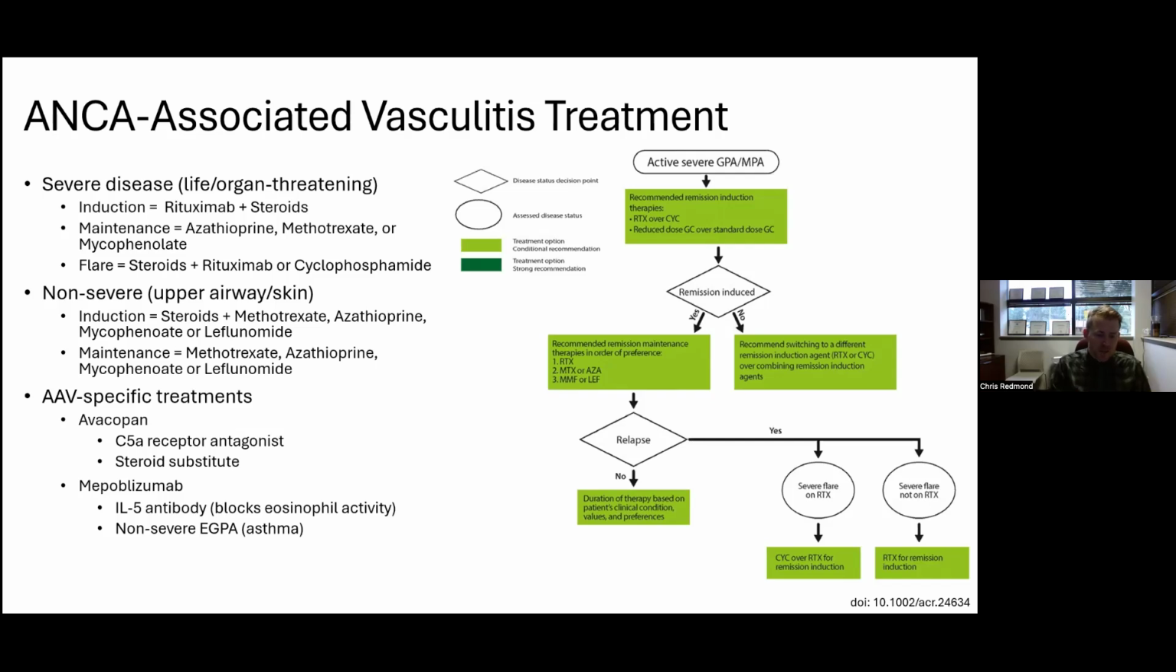Mepolizumab, Nucala, is another medication that's used for EGPA for non-severe disease. So if they have kidney failure, severe respiratory failure like diffuse alveolar hemorrhage, then you wouldn't use this. But if they have kind of more of that asthmatic picture that we'll talk about in a second, then you can use that instead. You can use that in addition to the other medications.